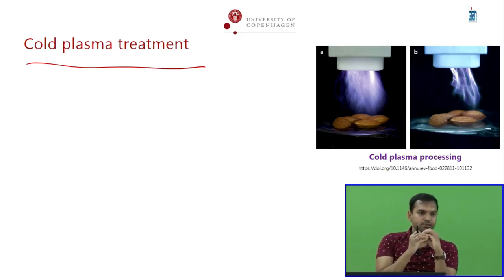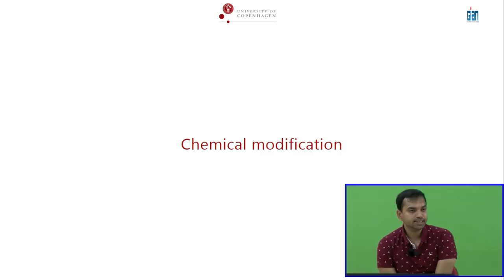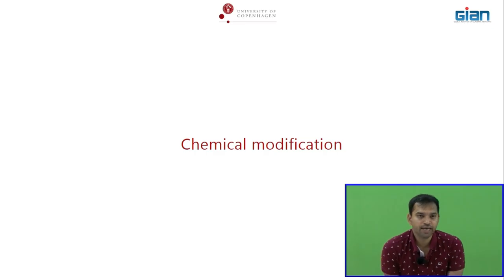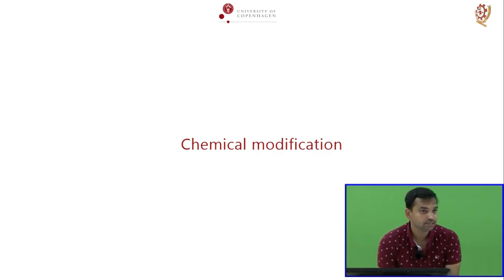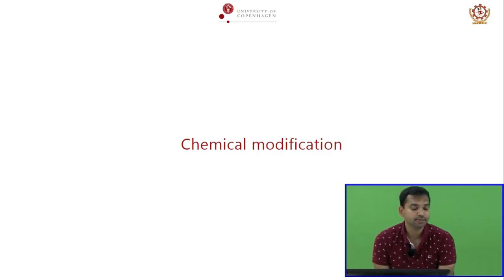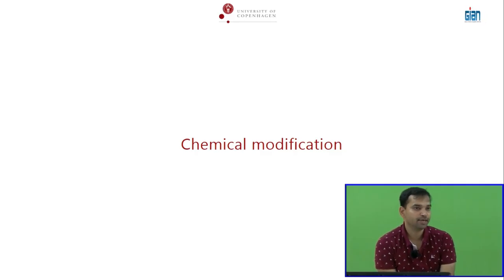It contains reactive oxygen species and reactive nitrogen species, and they will attack the protein. They can modify the proteins, and that will change the functional properties of proteins. It's a new technology, and we are also working in my laboratory on cold plasma, on how we can use the technology to modify protein. Now we will move on to chemical modification. So we talked about the physical modifications: heating, gamma radiation, UV light radiation, sonication, and briefly cold plasma treatment. But cold plasma will be covered later. Now we will go to the chemical modification.